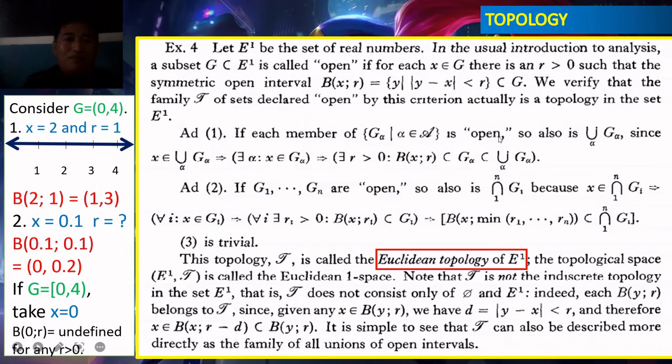So, if we take all the union of the open intervals, so we can have the set X. Okay, now, this topology script T is called the Euclidean topology of E1. So, yung mga elements sa topology, it's like ganito, mga intervals, dayon, mga union sa intervals, pwede finite, and then, mga intersection sa mga intervals. Finite intersection lang kasi sa mga intervals. Okay, so, the topological space E1 tau is called the Euclidean 1 space. So note that tau is not the indiscrete topology in the set E1.